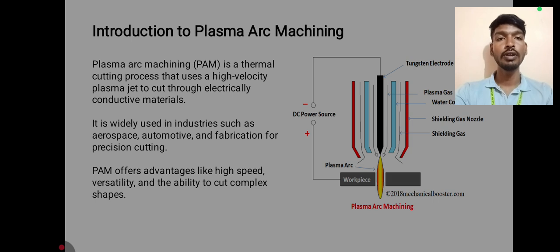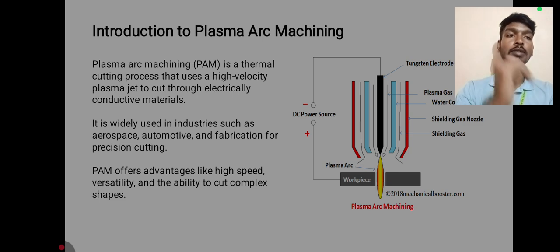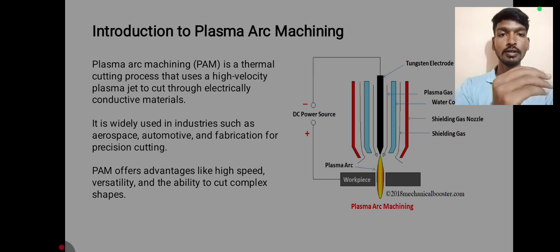First of all, before going to plasma arc machining, we should know what it means. Plasma arc machining is a thermal cutting process that uses a high velocity plasma jet to cut through electrically conductive metals. It means it uses a thermal cutting process which uses high velocity plasma jets to cut conductive materials. This is known as plasma arc machining.